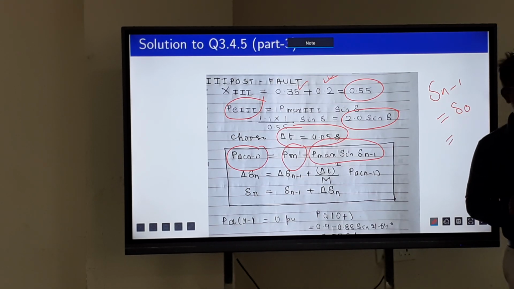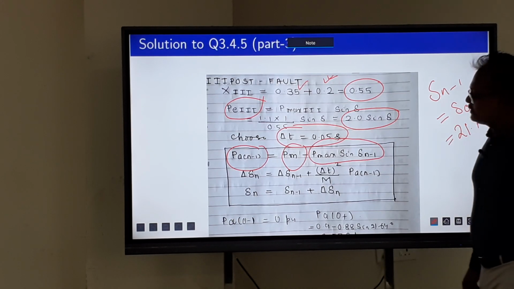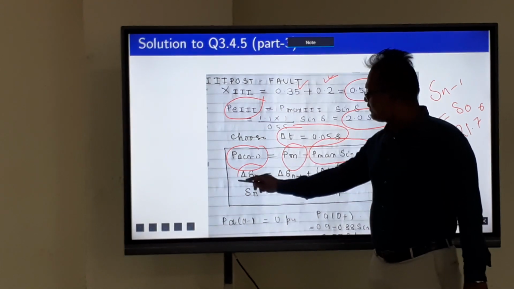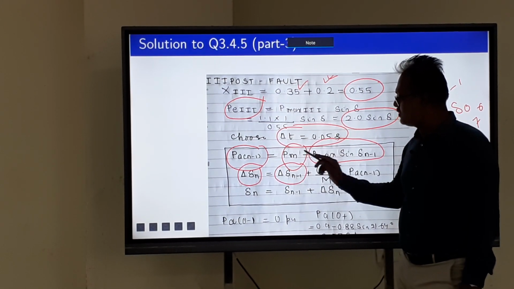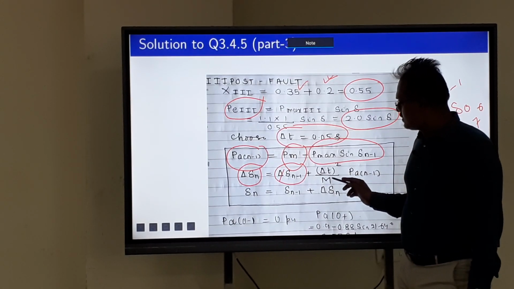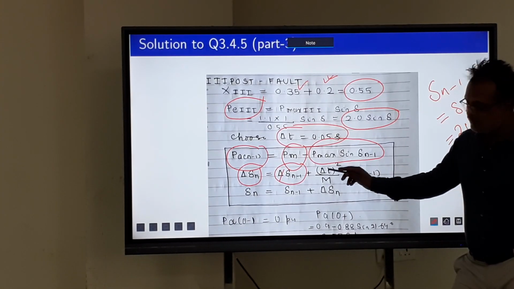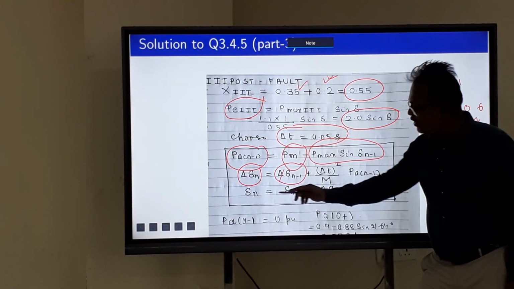Delta 0 for the first case was 21, something like 21.7. Then we will calculate the increase in delta from this equation, which is equal to the delta in the previous interval. It should be delta plus this increment that we get from the swing equation. And then finally we obtain delta.